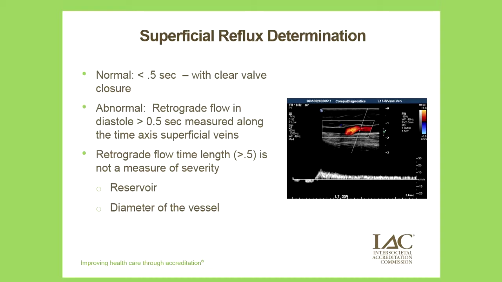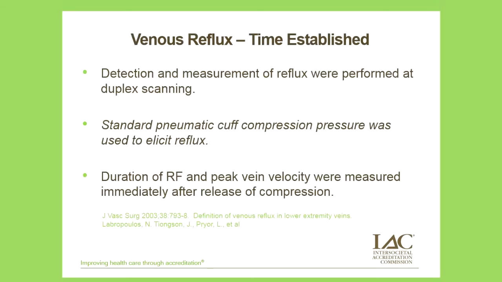So this is an example here of a spectral Doppler with color, and it's greater than 0.5, and I'm sorry I don't have it measured here, but along the time axis there is 3.6 seconds, so you can see that it's greater than at least 0.5. Now, longer than 0.5 is not necessarily a measure of worsening severity. It really has to do with the reservoir and the diameter of the vessel. So bear this in mind, that at greater than 0.5, if it's 5 seconds, it is not a worsening of spectral reflux.